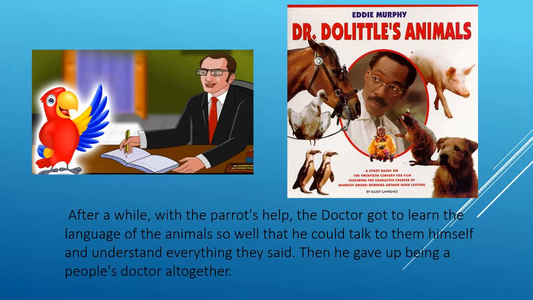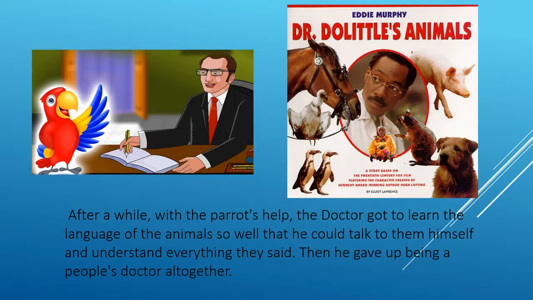After a while, with the parrot's help, the doctor got to learn the language of animals so well that he could talk to them himself and understand everything they said. Then he gave up being a people's doctor altogether. Now, with the help of Polynesia, Dr. Dolittle got to learn the language of animals so well that he could understand everything now. And then he gave up being a people's doctor altogether.